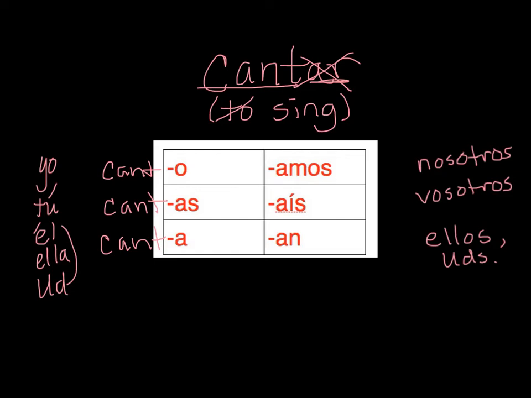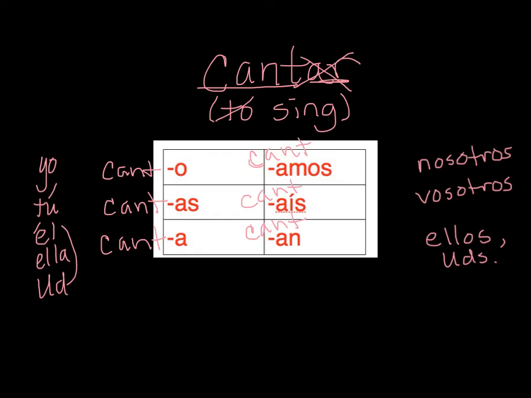Okay, so yo canto, I sing. Tú cantas, you sing. Él canta, or ella canta, or usted canta. He sings, she sings, you formal sing. Nosotros cantamos, we sing. Vosotros cantáis. Ellos, or ustedes, they cantan.